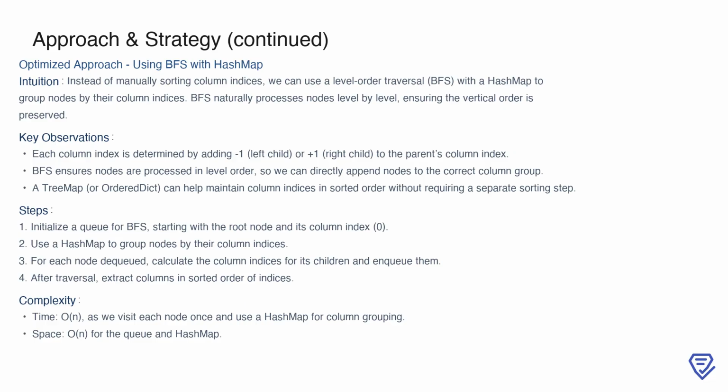a separate sorting step. The steps are straightforward: initialize a queue with the root node and column index, update the hash map as we dequeue and enqueue nodes, and finally extract the results in sorted column order. This approach is both time efficient, with O(n) complexity, and space efficient, requiring storage for the queue and hash map.